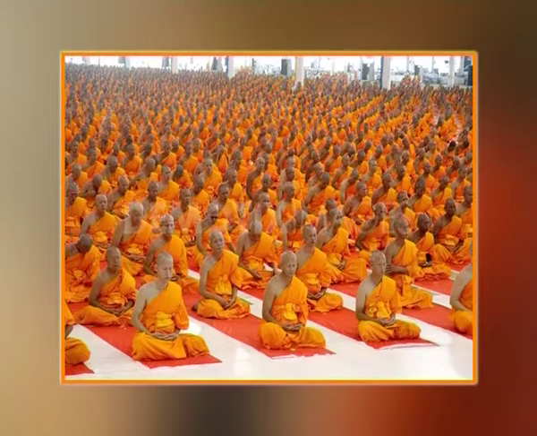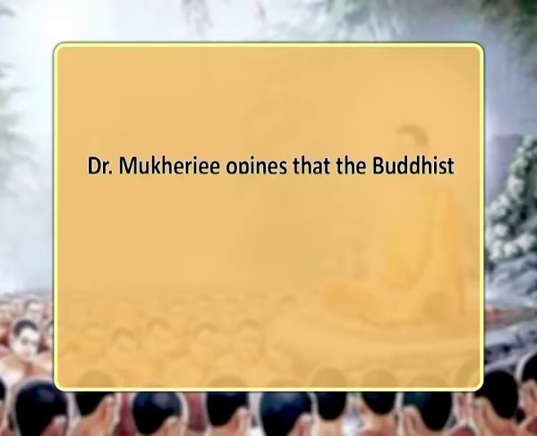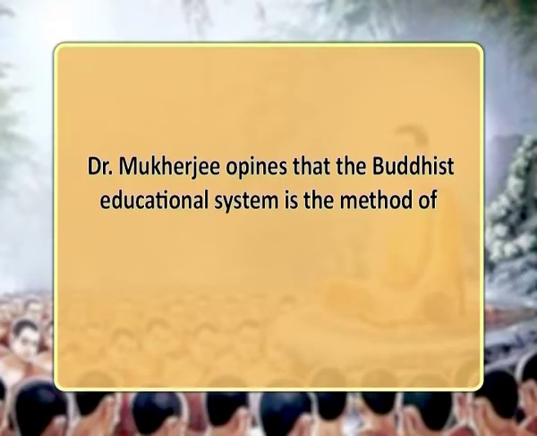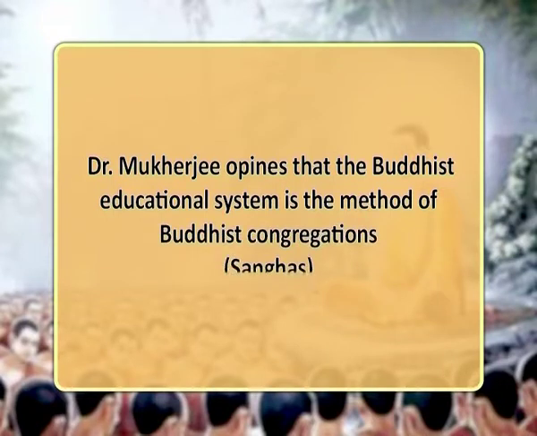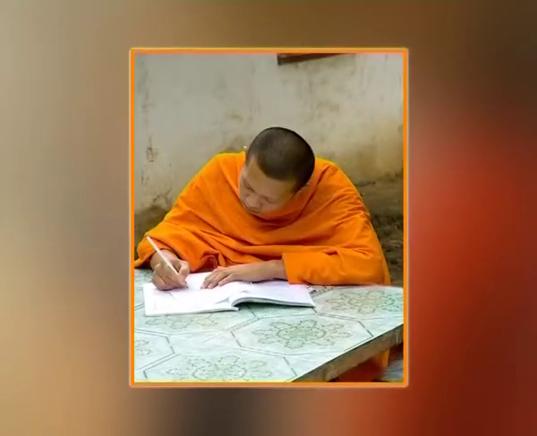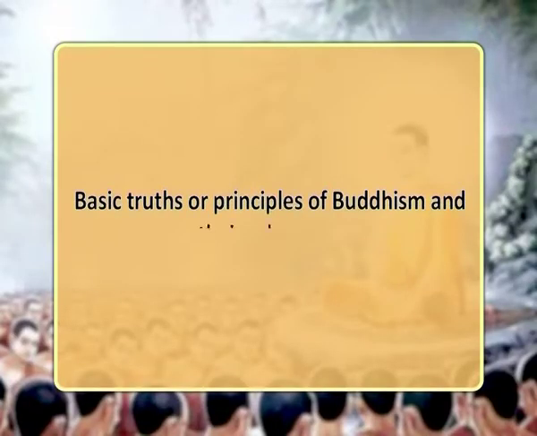Buddhists imparted education in sanghas, that is, in collective groups. These were known as sanghas. Dr. Mukherjee opines that the Buddhist educational system is the method of Buddhist congregations called sanghas. In the Buddhist system, there was no opportunity for the individual to obtain education independently away from the sangha or the congregation. The basic truths or principles of Buddhism and their relevance are what we are now going to discuss.